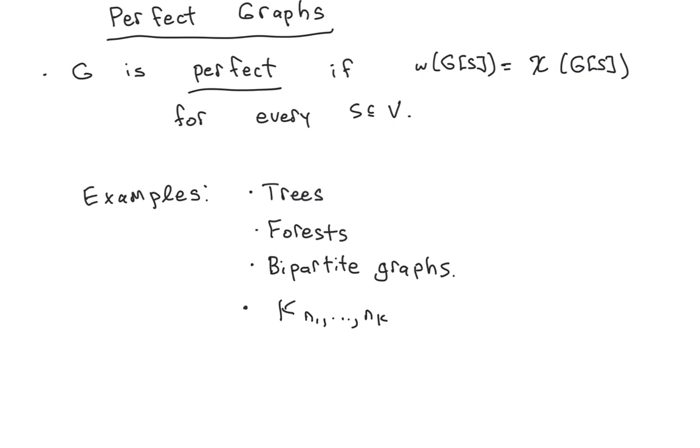All right, so now we are going to discuss perfect graphs. A graph is considered perfect if the clique number of every induced subgraph is equal to the chromatic number of that induced subgraph. So we're not only saying that the chromatic number is equal to the clique number for the graph, which is the lower bound for the chromatic number, but that the same equality happens for every induced subgraph.